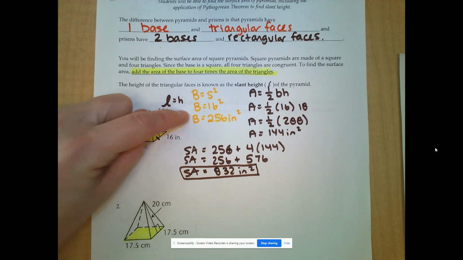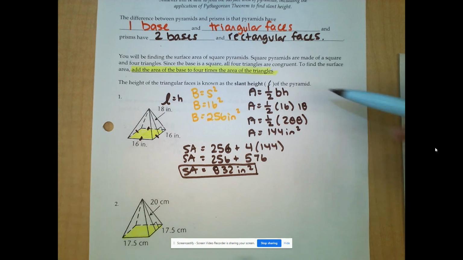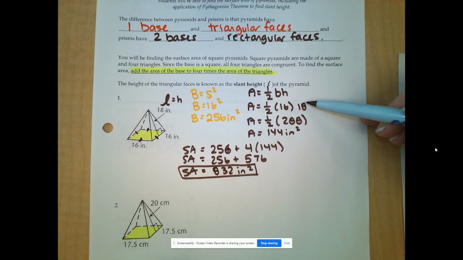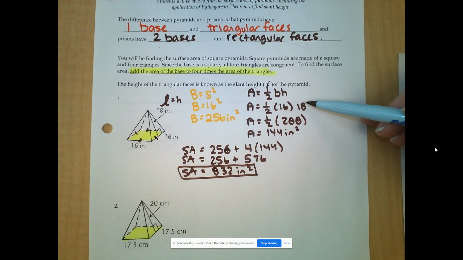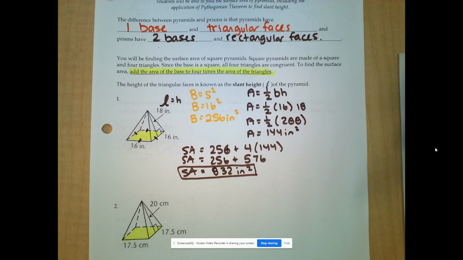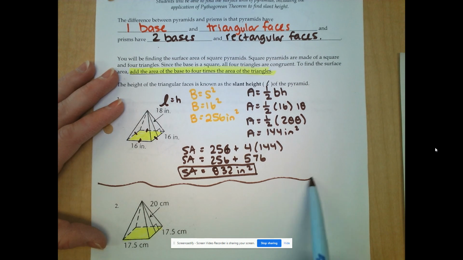So I had to find the area of the base. That's a square, no big deal. Had to find the area of the triangle. Not terrible, as long as we're picking the right numbers. And I need 4 of them. All right, so let's see if we can duplicate that.